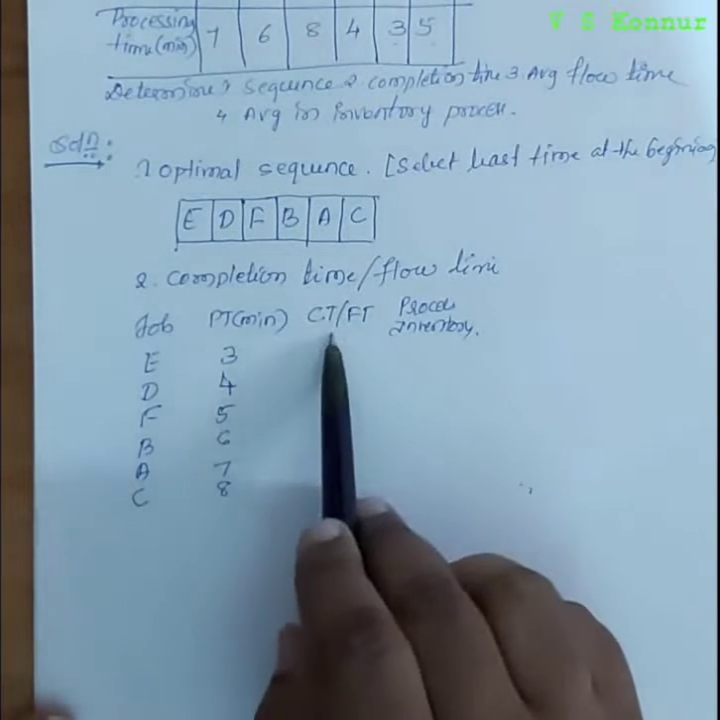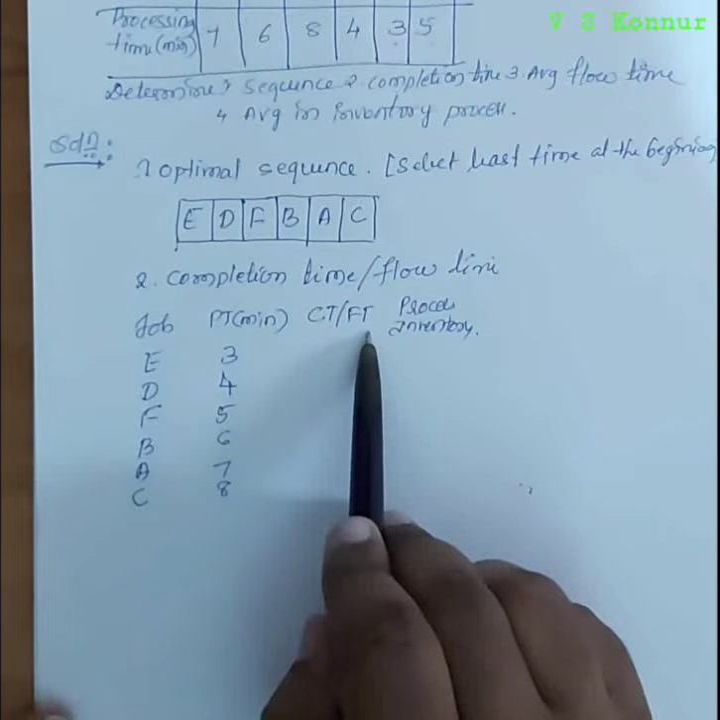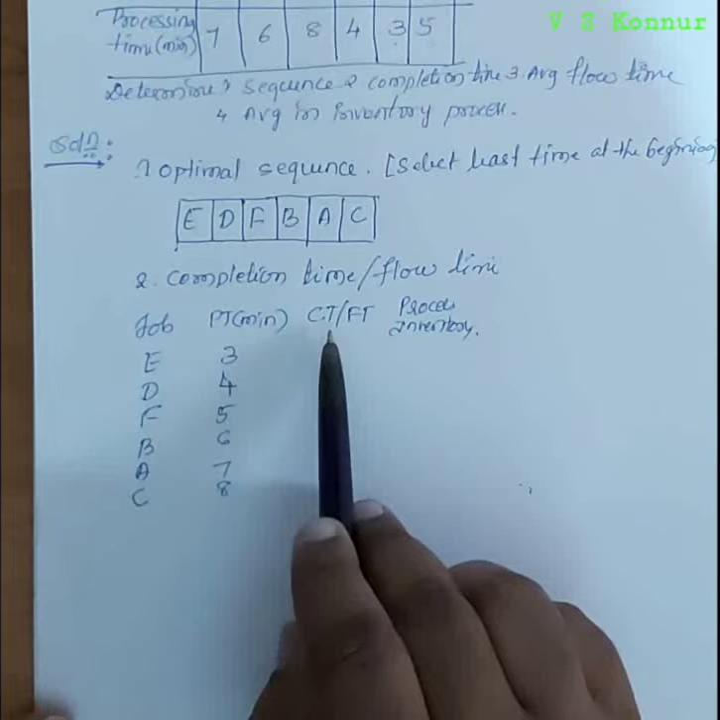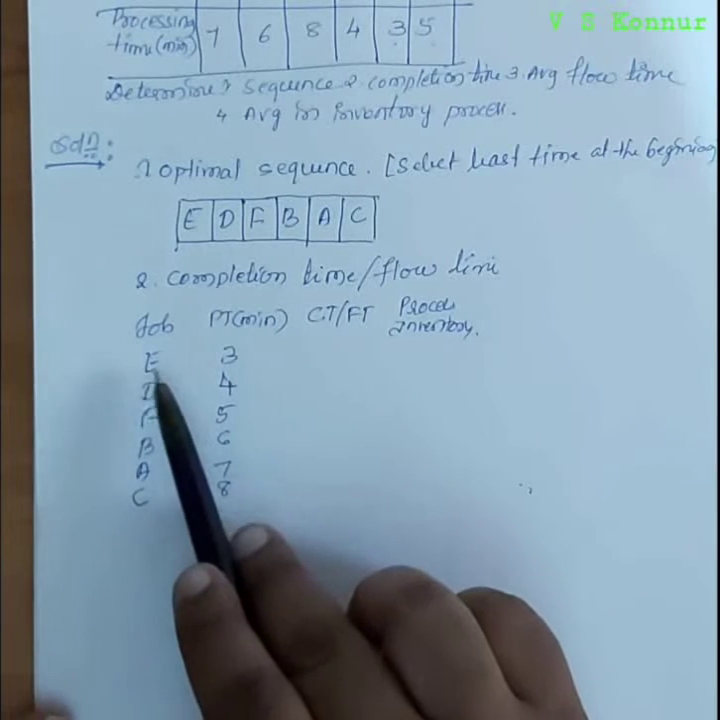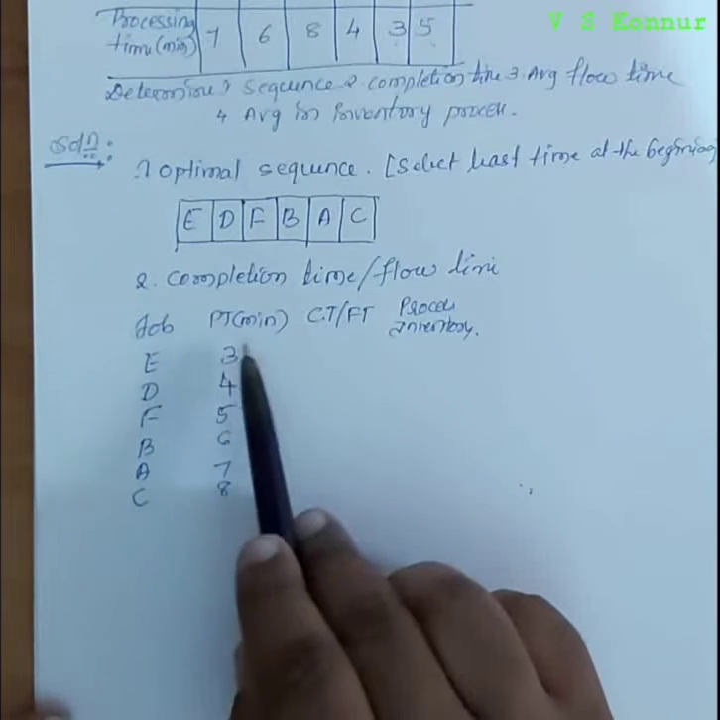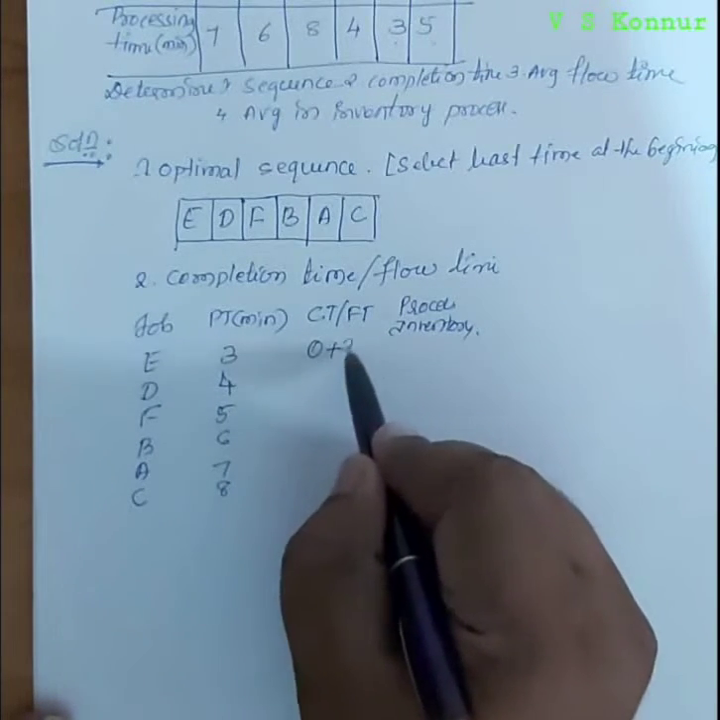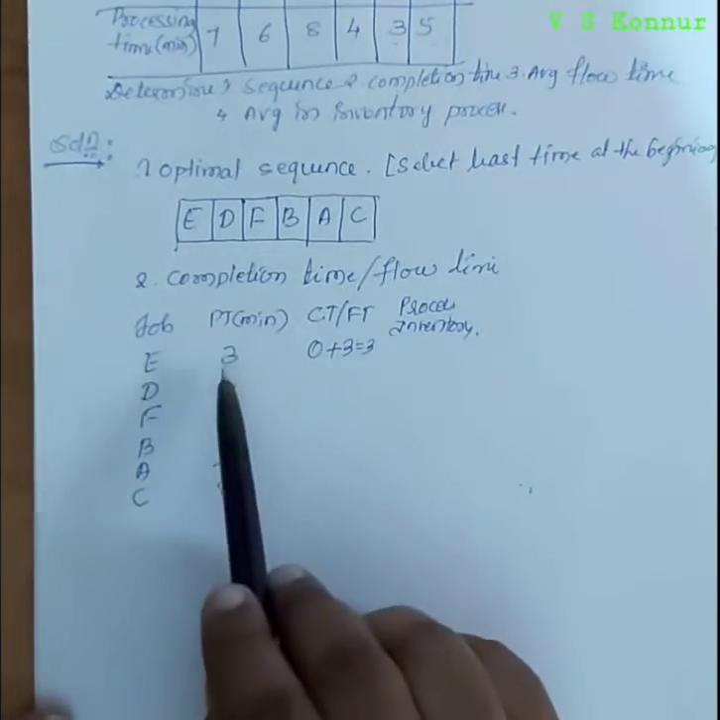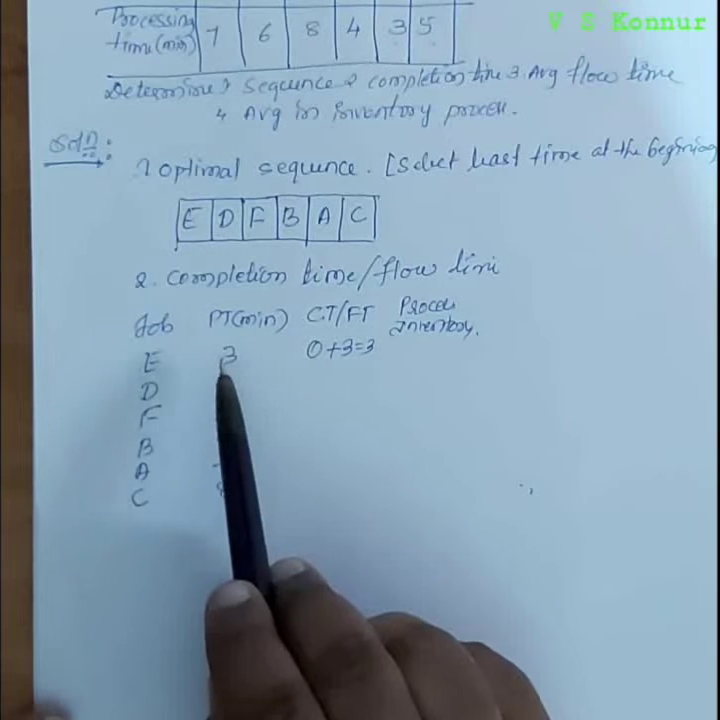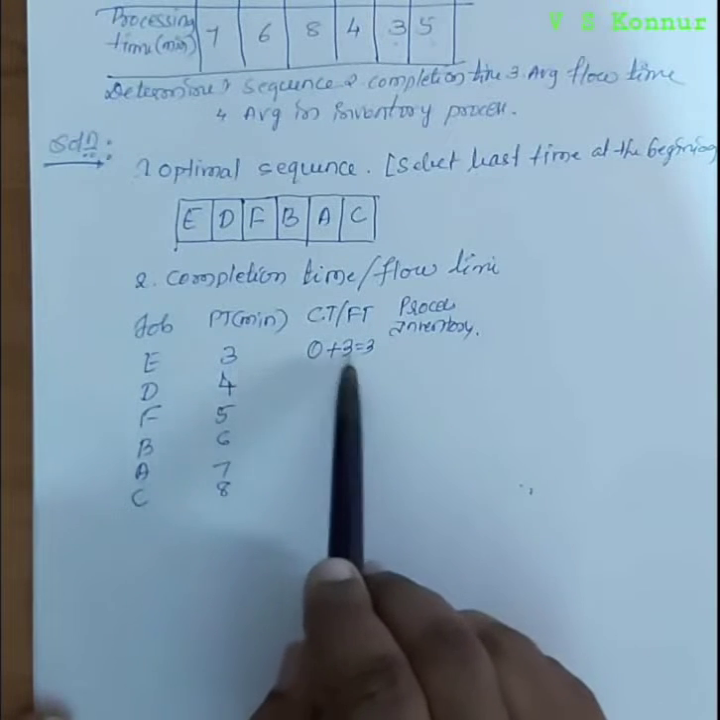Next, you have to find the completion time or flow time. To calculate it, at the beginning we need 0 time. The first job, E, enters at 0 time and requires 3 minutes to complete, so 0 plus 3 is equal to 3.